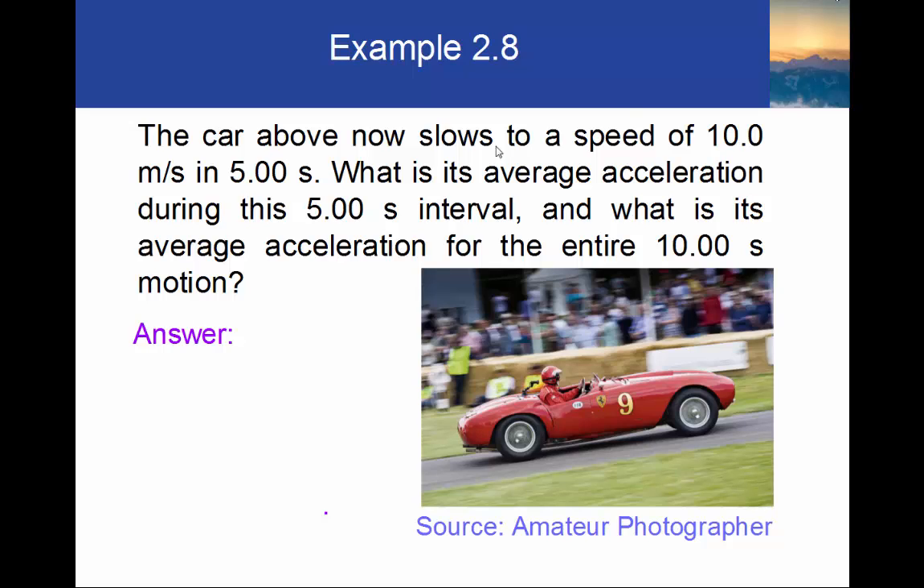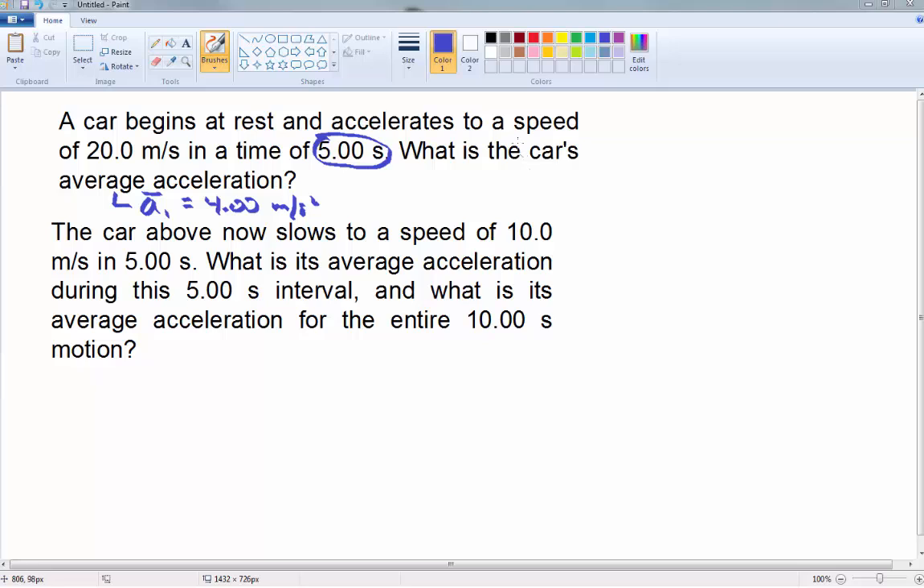Okay, after this happens, the car slows to a speed of 10 meters per second in 5 seconds. So we want to know what the average acceleration is for that interval, and also what the average acceleration for the entire 10-second motion would be. So we can maybe call the acceleration in the second interval of time, the second 5 seconds, that is, A2, and the one we found before is A1. And then for the entire time, we could call it just A.